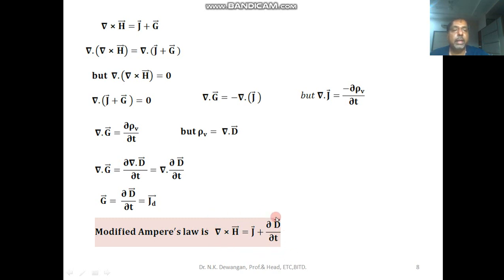If we write curl of H equal to J vector, this is Ampere's law in point form. But if we are asked to write the Maxwell equation, then this will be the Maxwell equation, curl of H equal to J vector plus del D vector by del T. This is the modified Ampere's law. Now this will not violate the continuity equation. So the modification is this term, that is, he added the displacement current density term in Ampere's law in point form.